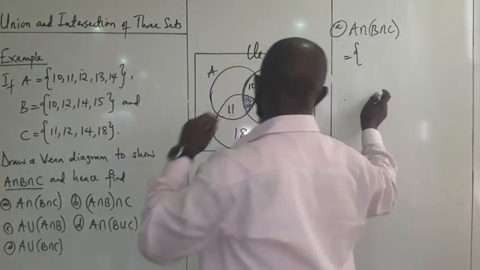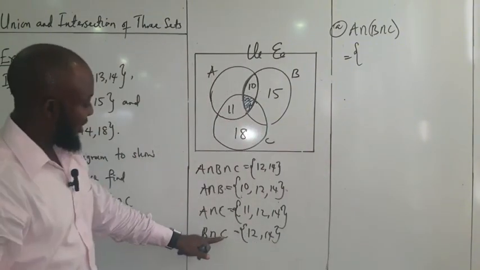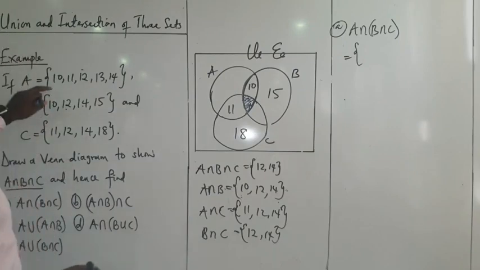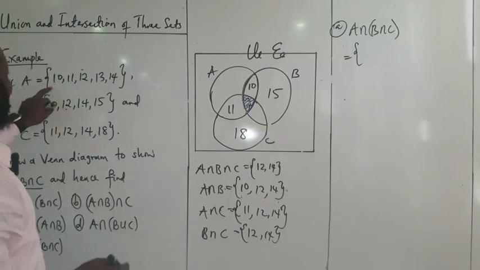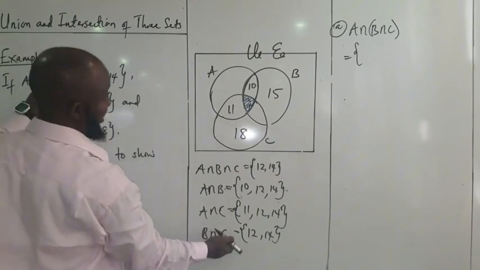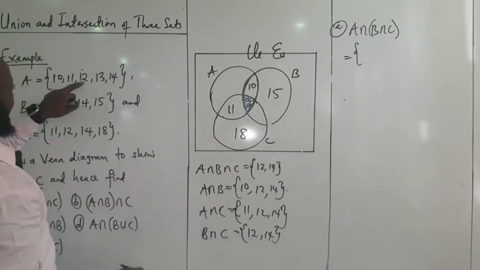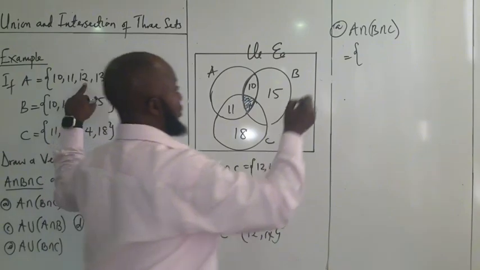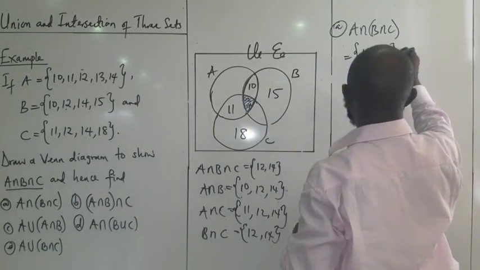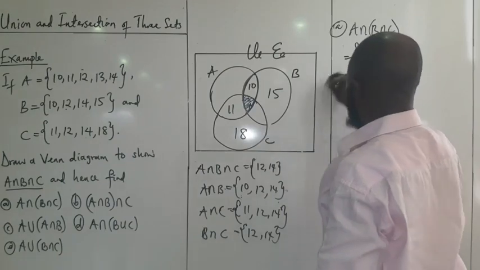So that means we are combining B intersection C. We want to see where this one will intersect with A. Are you with me? So that means we're going to look at it. This is A here and B intersection C. So they are intersecting at 12 and 14. So the answer is still what? 12, 14. How is it? Very clear?